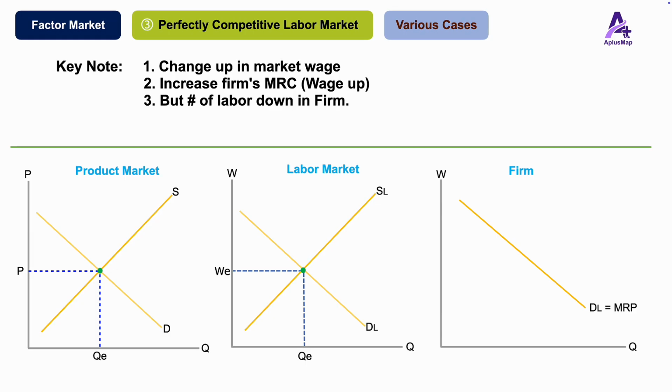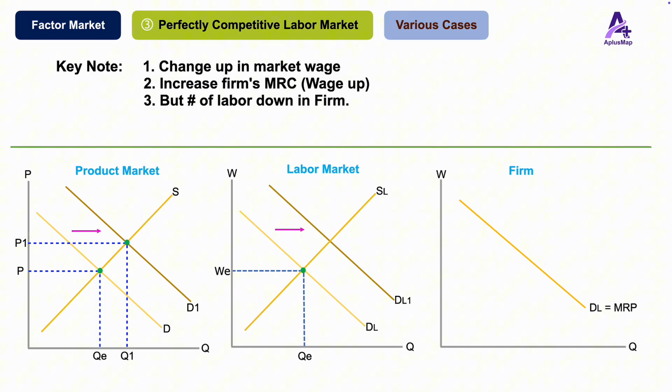First, look at the market graph. The demand for the final product goes up. Because of derived demand, the demand for labor also goes up. So the market demand curve for labor shifts to the right. And what does that do to the market wage? It pushes it up. The new equilibrium will be at a higher wage and a higher overall quantity of labor hired in the market. Okay, market wage rises.